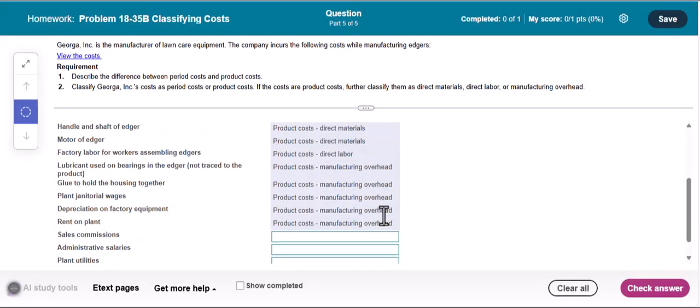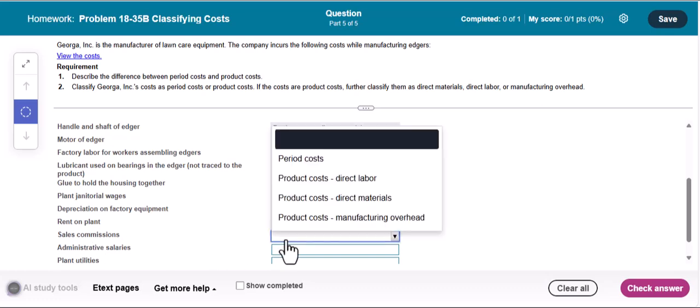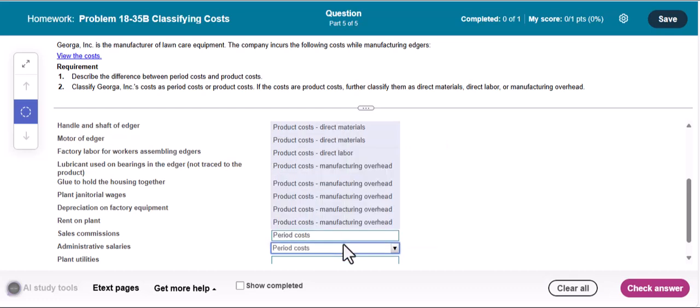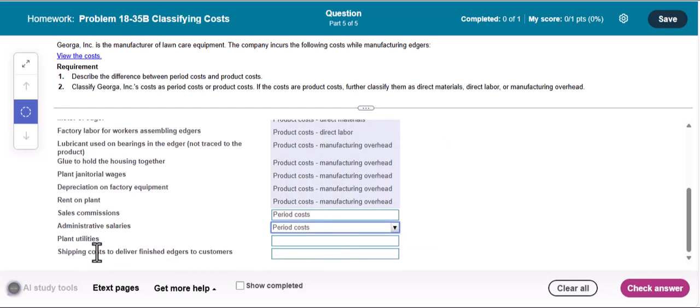Nice work. Okay, we've got a little bit more to go here. So we have sales commission. Do salesmen produce a product? No. So this is a period cost. And then we have administrative salaries. Do they work on building products? Nope. So this is again a period cost. And then we have plant utilities. Since these are utilities for the plant and not for the office, this is a product cost. But utilities like the electricity are not traced to one edger or the other. That'd be too difficult. So this is manufacturing overhead under product costs.